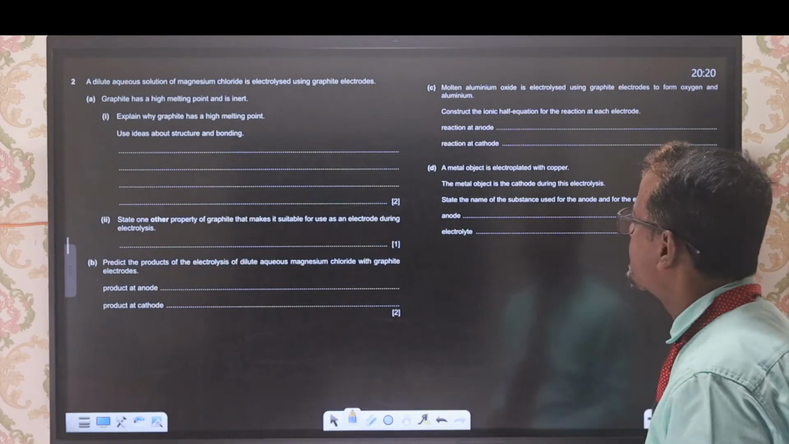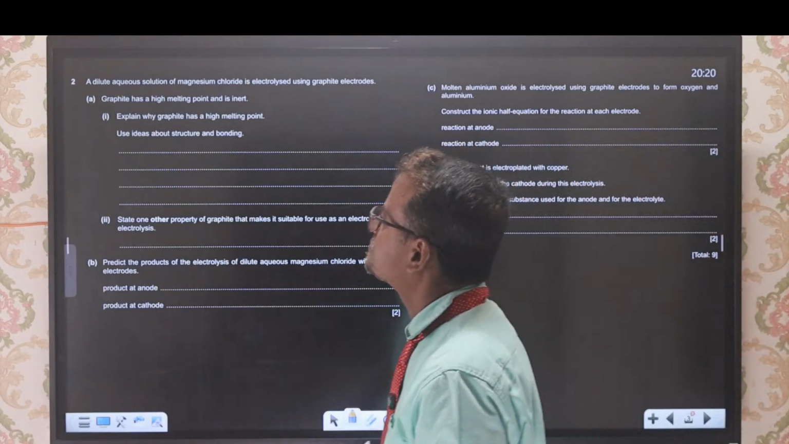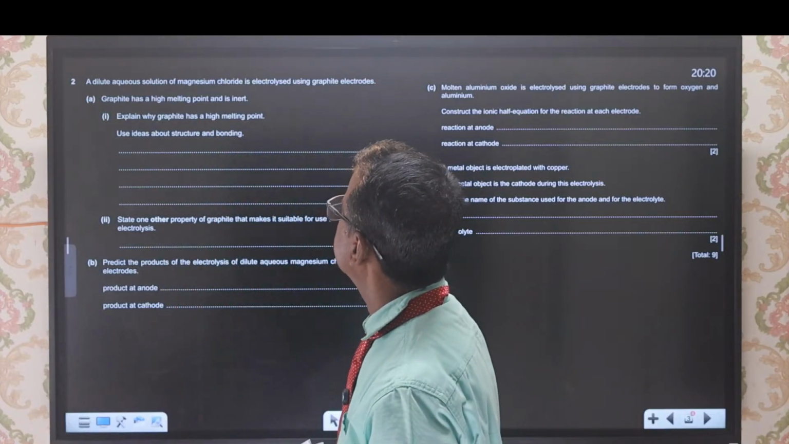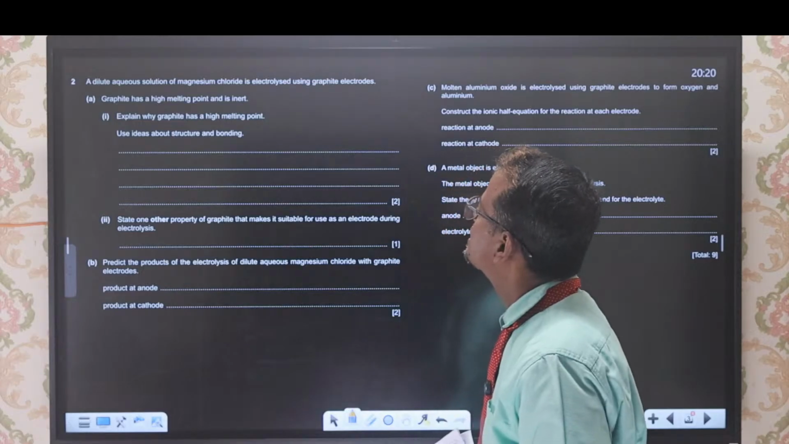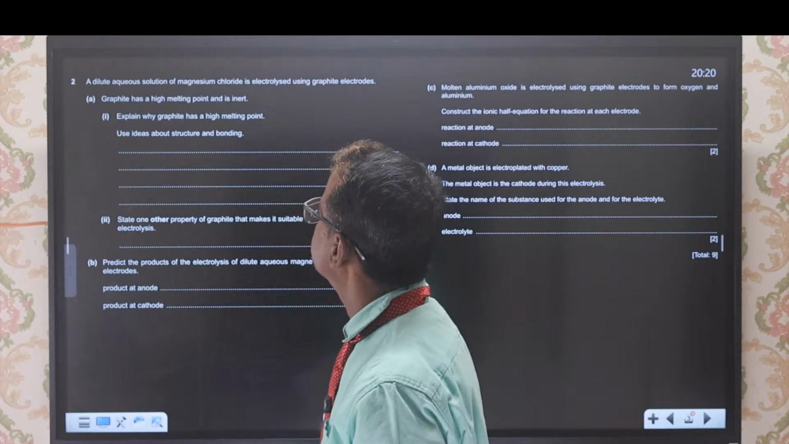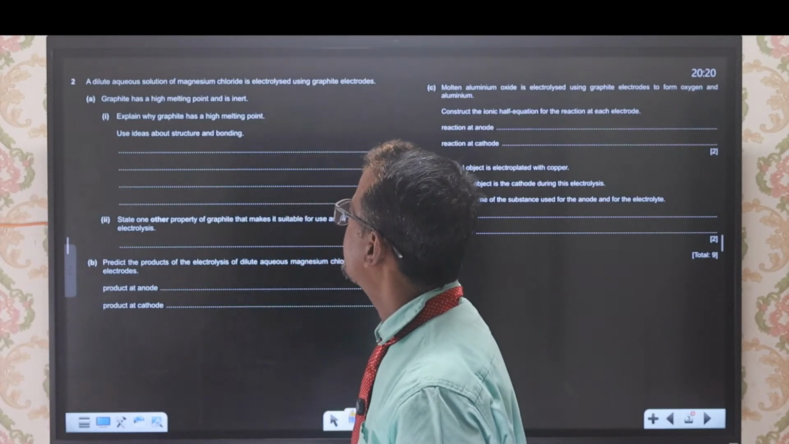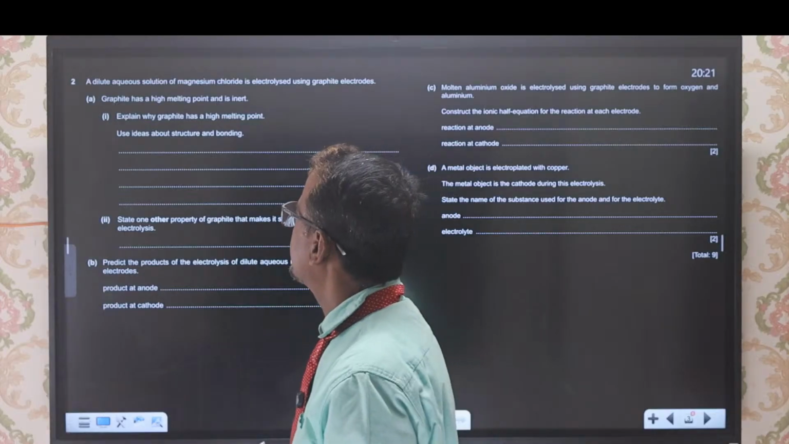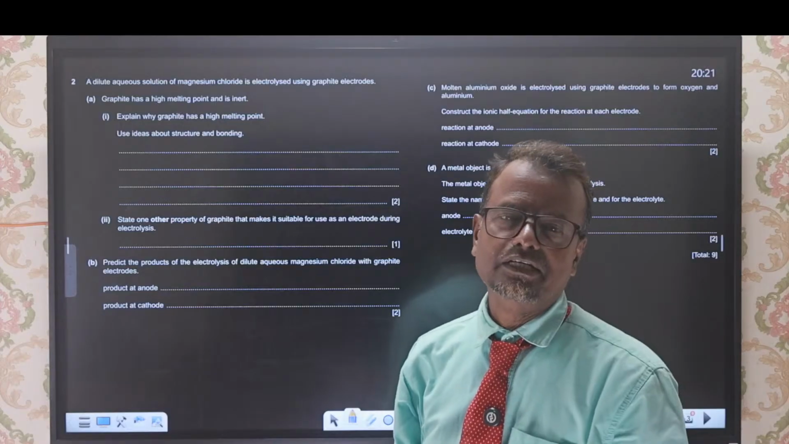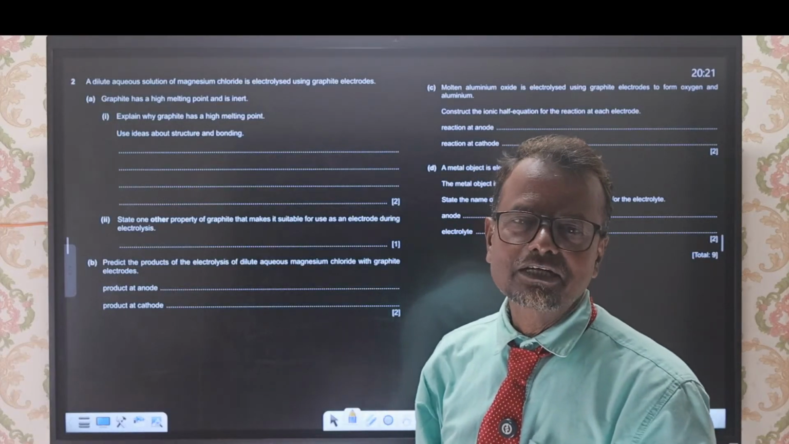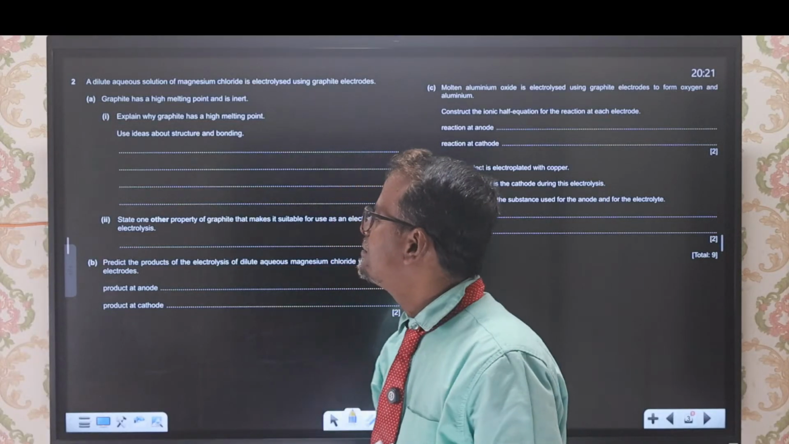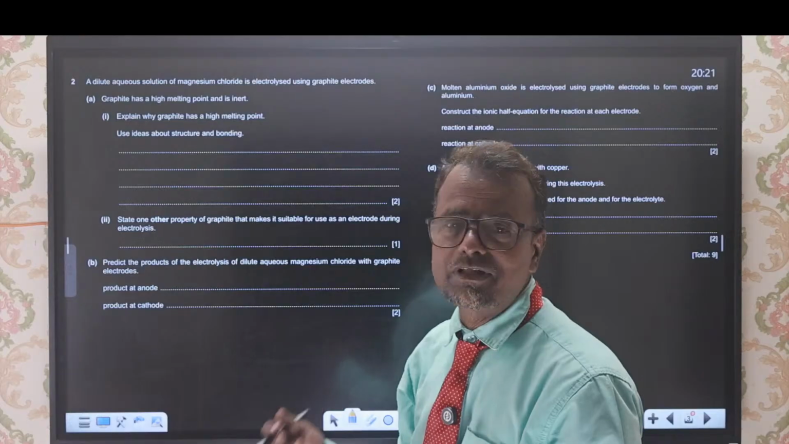Question number 2. A dilute aqueous solution of magnesium chloride is electrolyzed using graphite electrodes. Graphite has a high melting point and is inert. Explain why graphite has a high melting point. Use ideas about structure and bonding. So you have to mention structure and bonding. Graphite has covalent bonding and a giant molecular structure. So graphite has a giant molecular structure with covalent bonding.